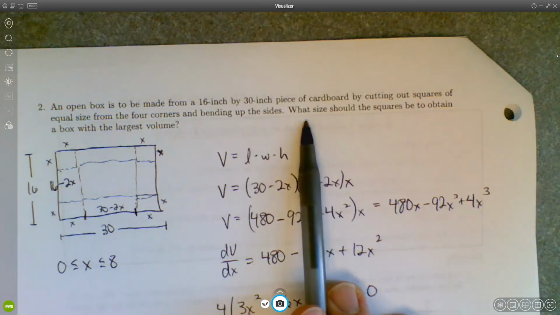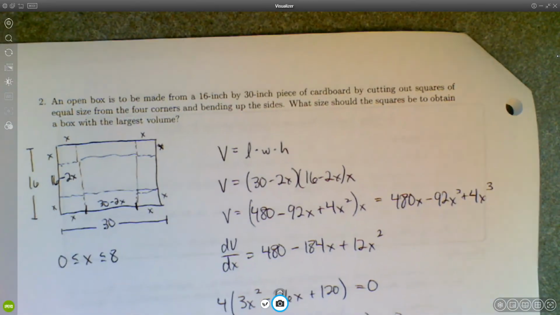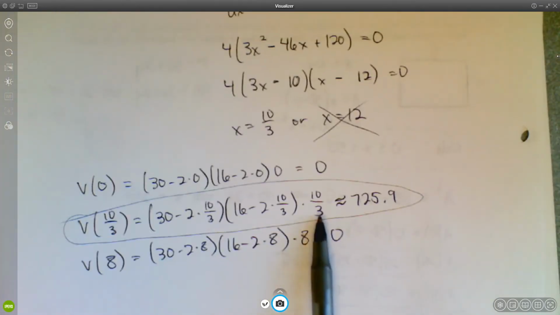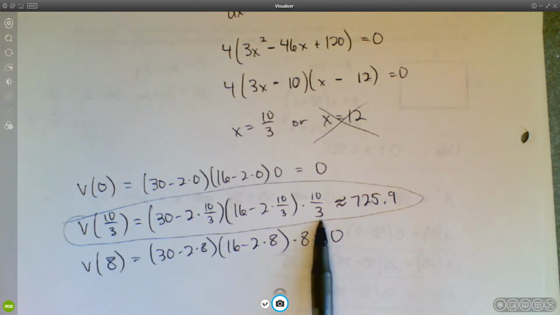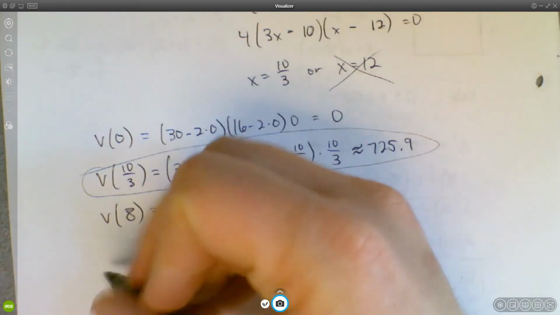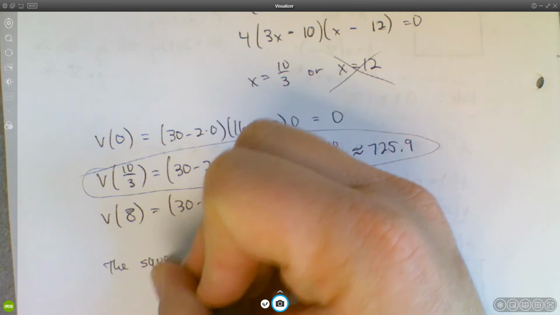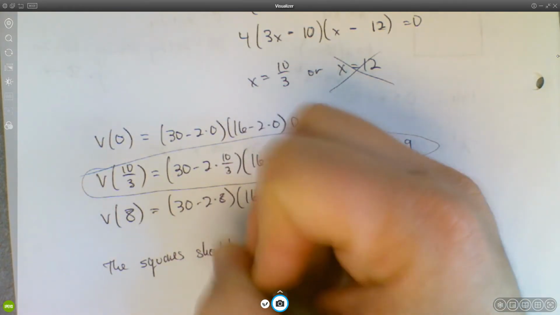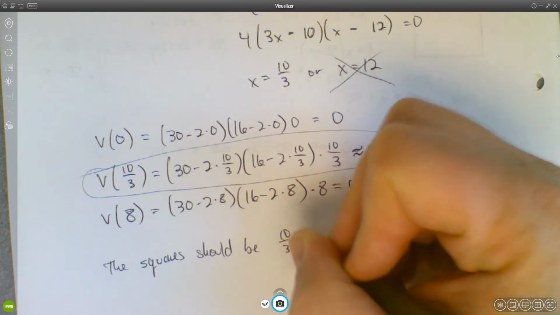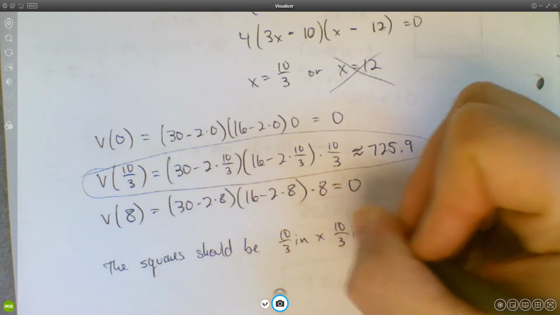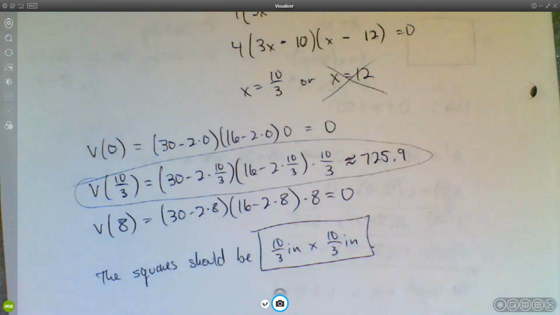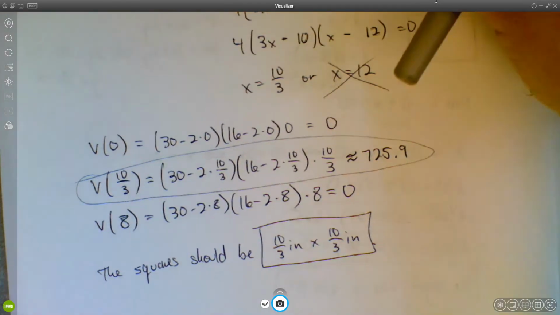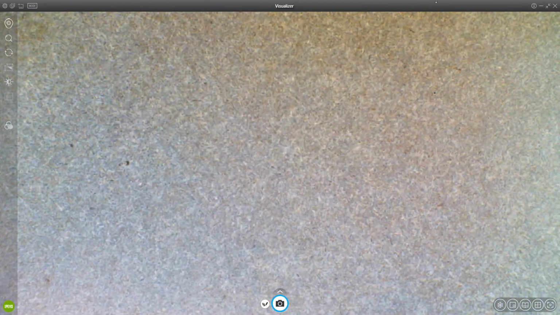So now what question are we supposed to answer? It says, what size should the squares be to obtain a box with the largest volume? So it looks like the squares should be 10/3 by 10/3 of an inch, right? Okay, and that's that one. So hopefully you kind of get the idea with what we're doing here. The problems can get a little more challenging though. Let's look at the next one.